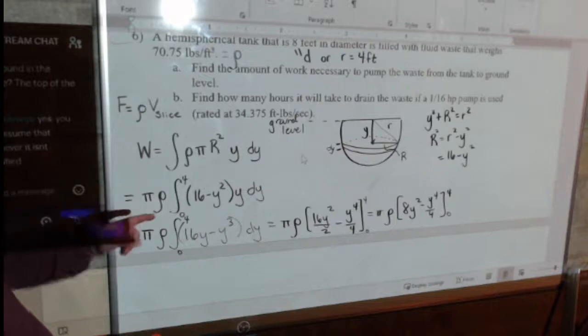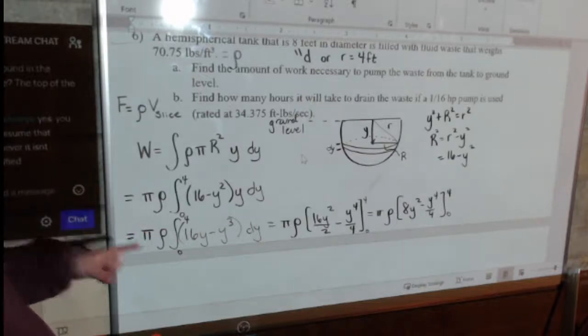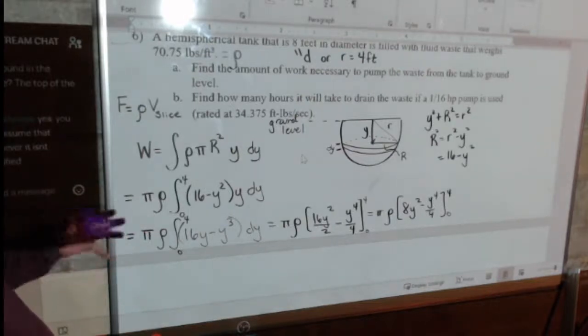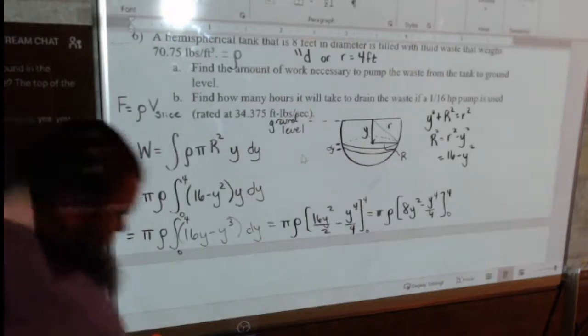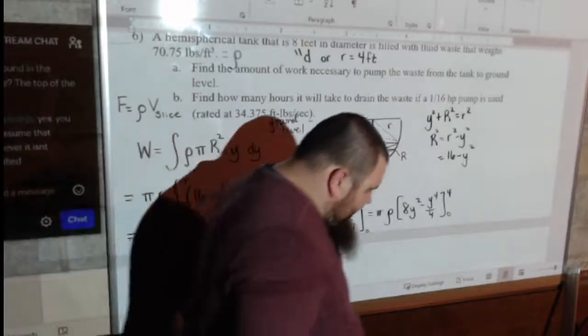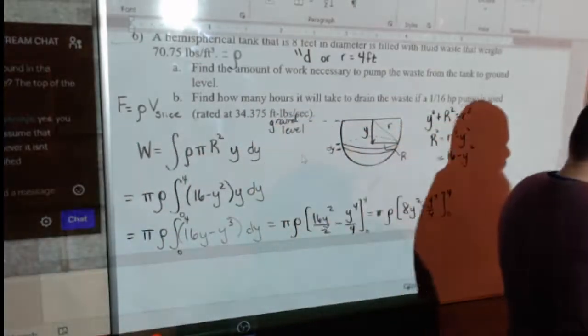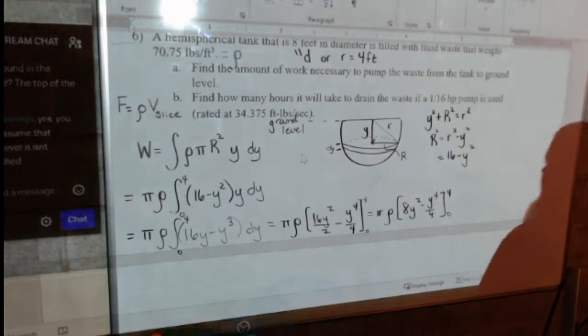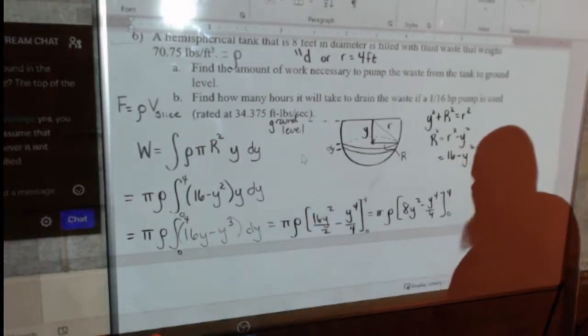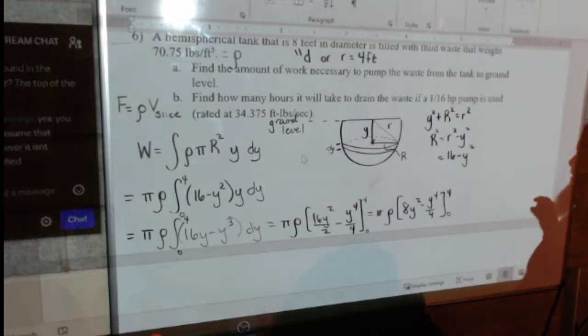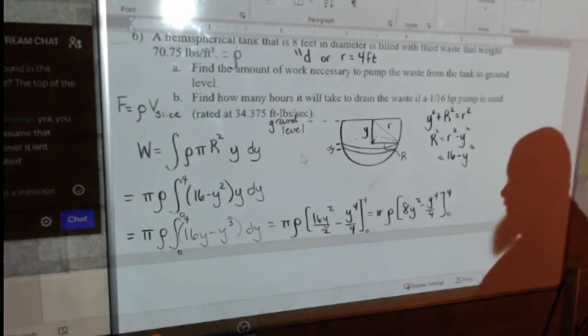So any questions about this guy or any other work problem? Right, the only reason that this one's strange is because of the spherical nature. A lot of the problems that I give you are rectangles or cubes, and the volumes of those are very easy to find. Right, it's length times width times the thickness of the slice, dy or dx, whatever you called it.